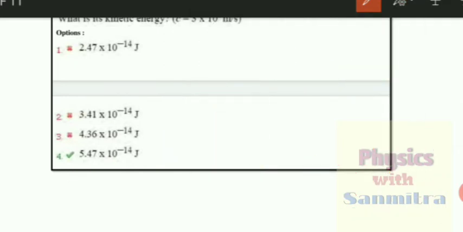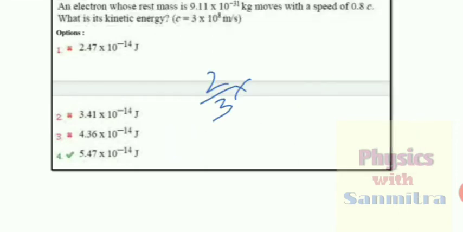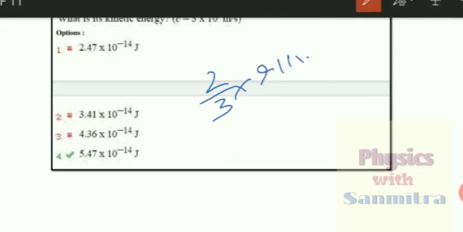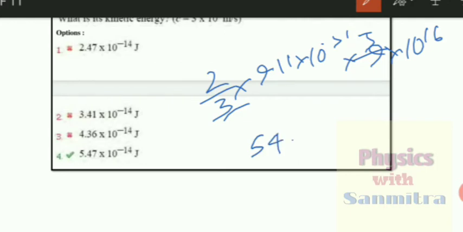that's 2 by 3. So 2 by 3 m₀c². So 2 by 3 into m₀. What is my m₀? M₀ is 9.11 × 10^-31, into c². C² is (3 × 10^8) squared, that is 9 × 10^16. So this 3 and this cancel out. 3 nines are 27, 2s are 54. It becomes 54.7 × 10^-15, so 5.47 × 10^-14.